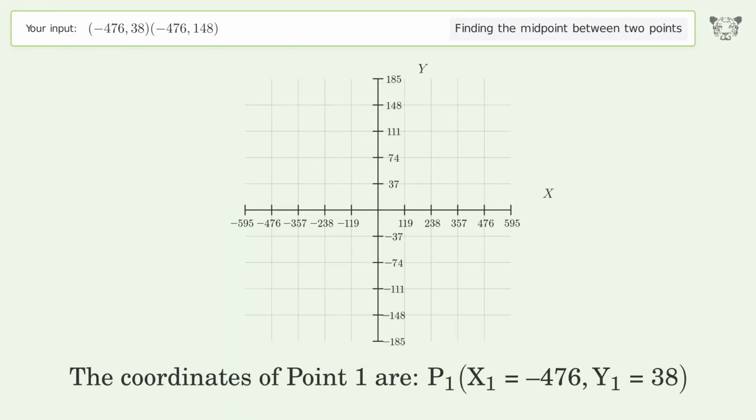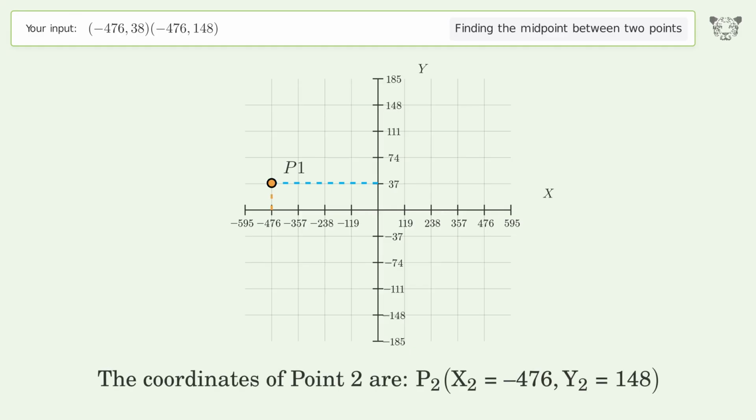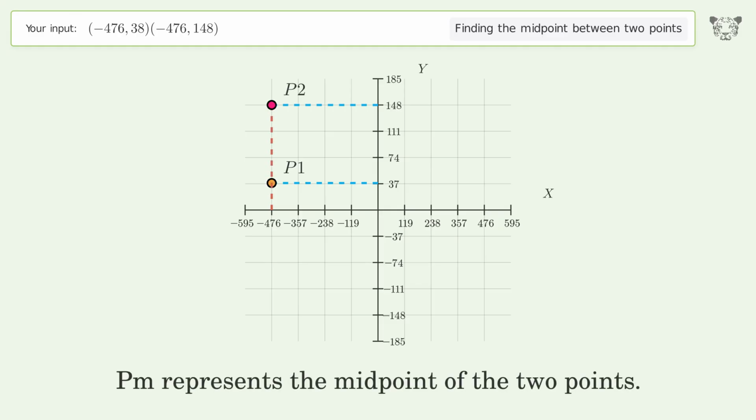The coordinates of point 1 are, x1 equals negative 476, y1 equals 38. The coordinates of point 2 are, x2 equals negative 476, y2 equals 148. PM represents the midpoint of the 2 points.